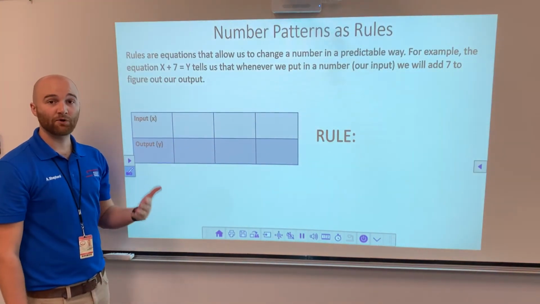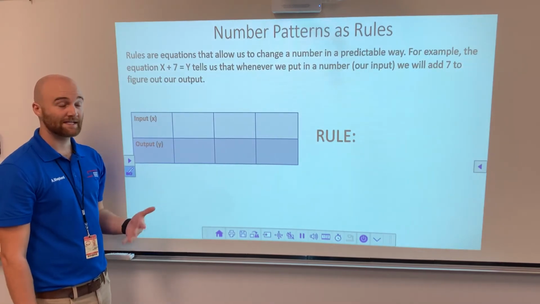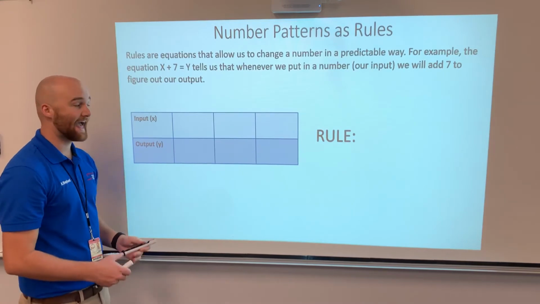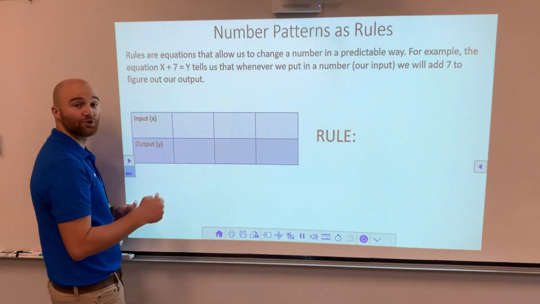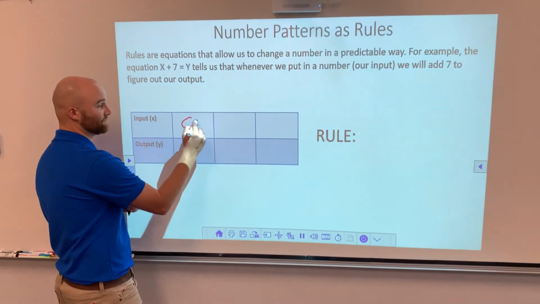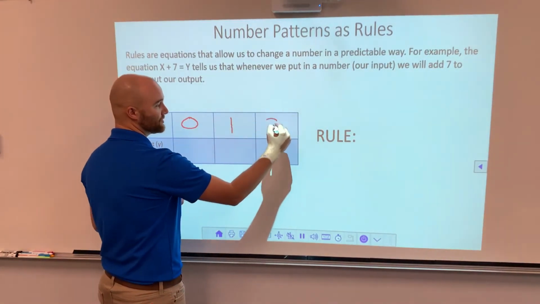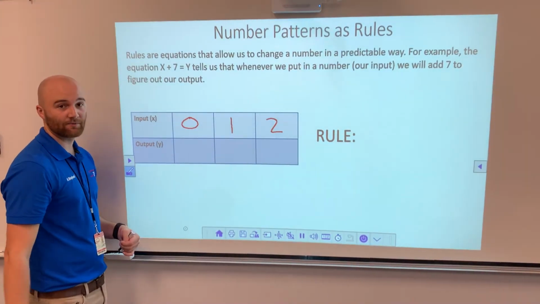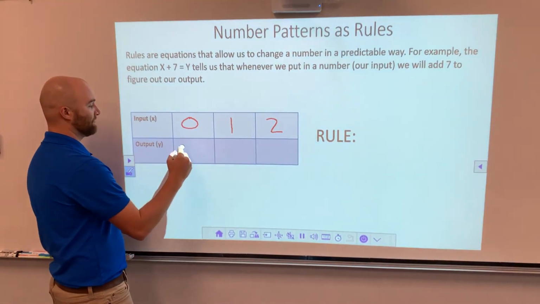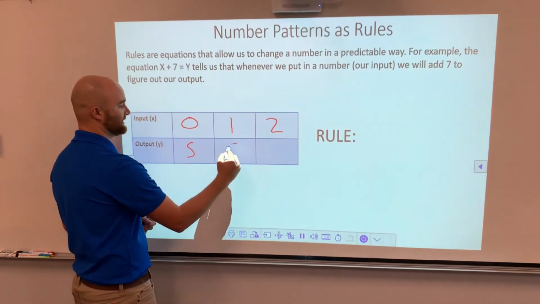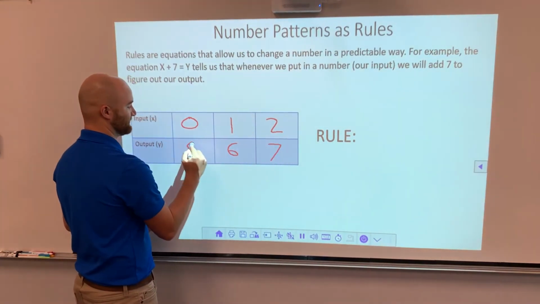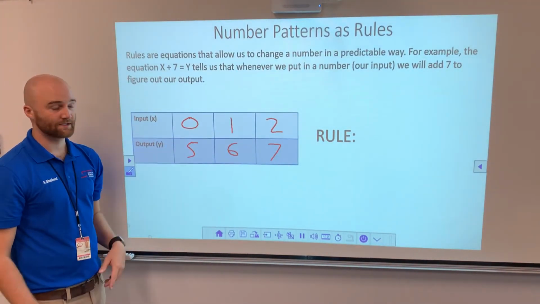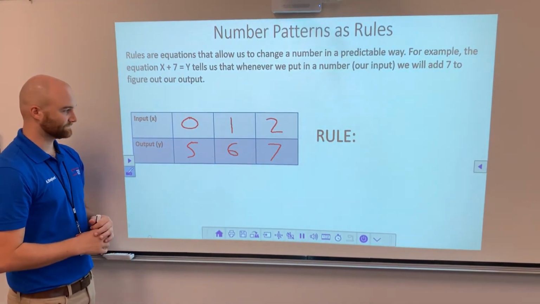We just looked at a multiplicative rule, so I'll give you a hint. This time, the rule is going to be additive. So again, I'm going to choose the inputs for you, 0, 1, and 2. And I want you to figure out what the rule is when I tell you what these outputs are. So I'm going to have an output of 5, and 6, and 7. Okay? Pause the video and see if you can figure out what our rule is. When you're done, come on back.